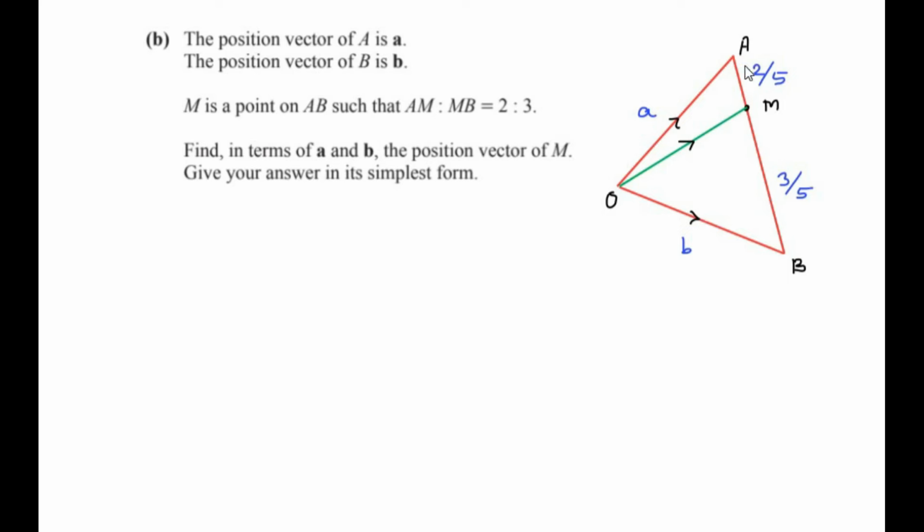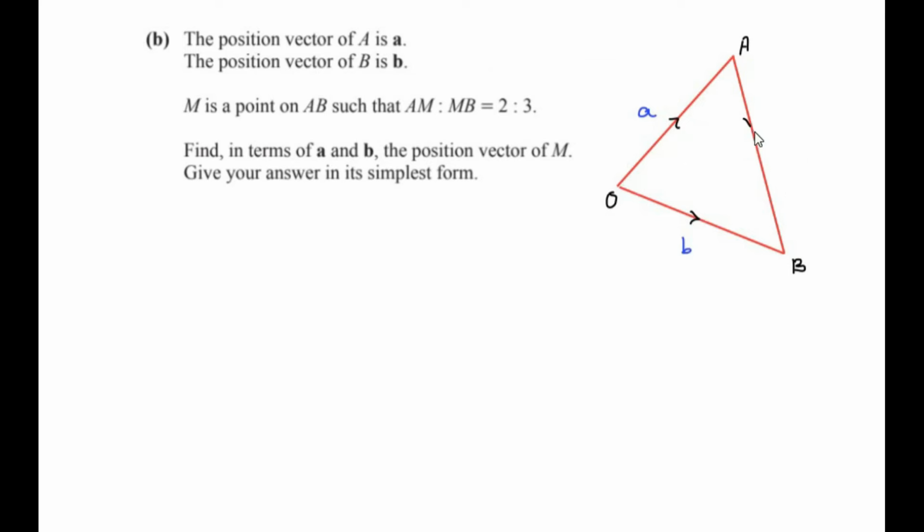Now here I have written for AM 2 over 5, because in this ratio the total number of parts is 5. That is, 2 plus 3 is 5. So out of that, AM makes 2/5 of AB and MB makes 3/5 of AB. So here AM represents 2 over 5 of AB and MB represents 3/5 of AB. Now once we have drawn this, we have to find the position vector OM in terms of a and b. So before we can proceed, let us find the vector AB.